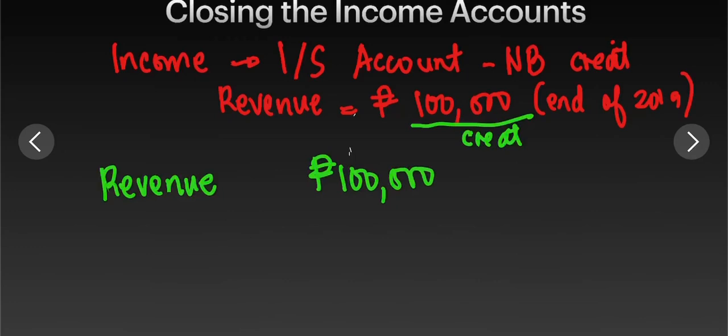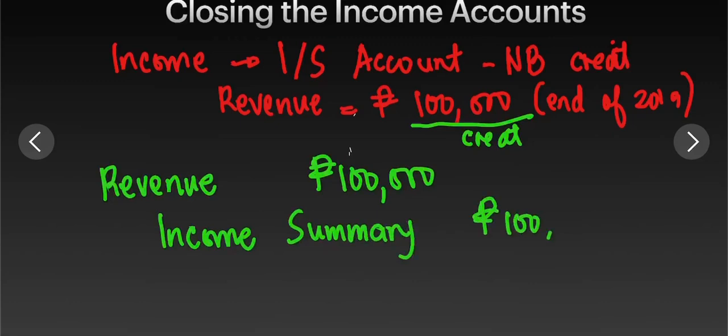And where are we going to close the revenue account? As I've mentioned earlier, closing procedure is actually transferring the balance of one account to another account. For purposes of closing, we will use another temporary account, income summary, 100,000. Please take note of the income summary account here.